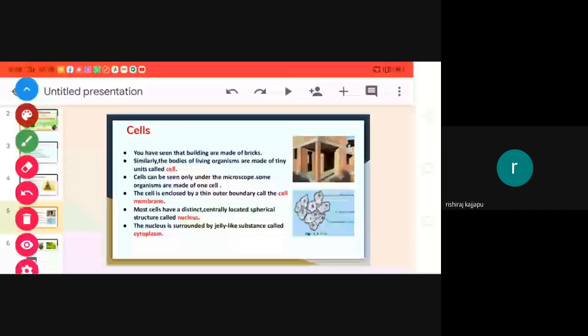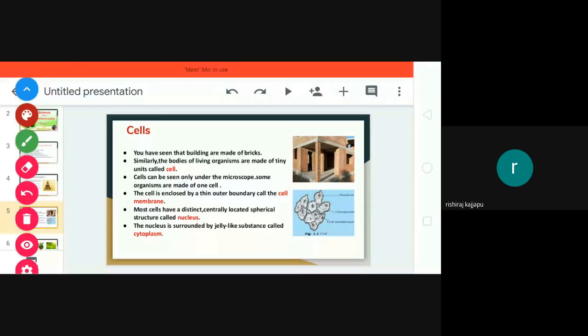This is a diagram of a cell. We cannot see a cell directly. Cells can be seen only under the microscope.